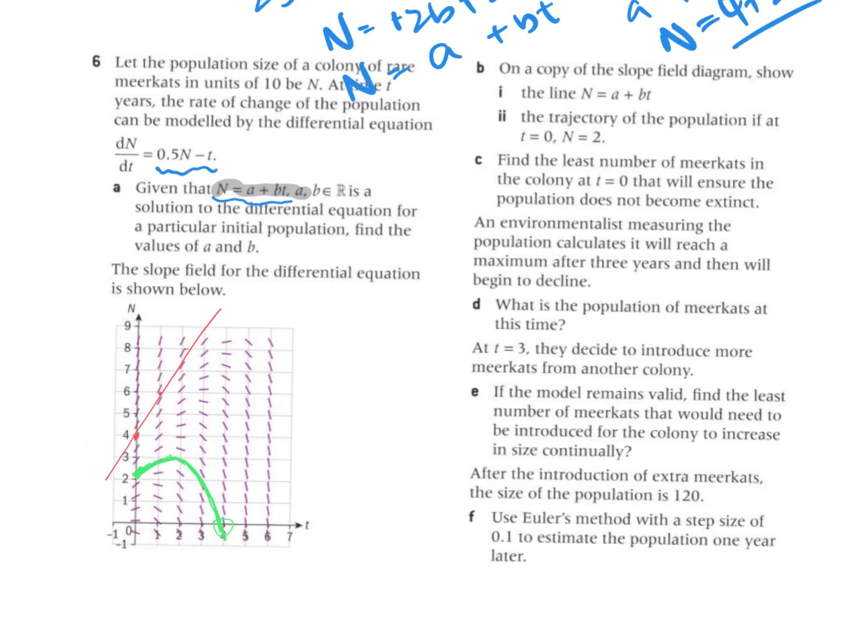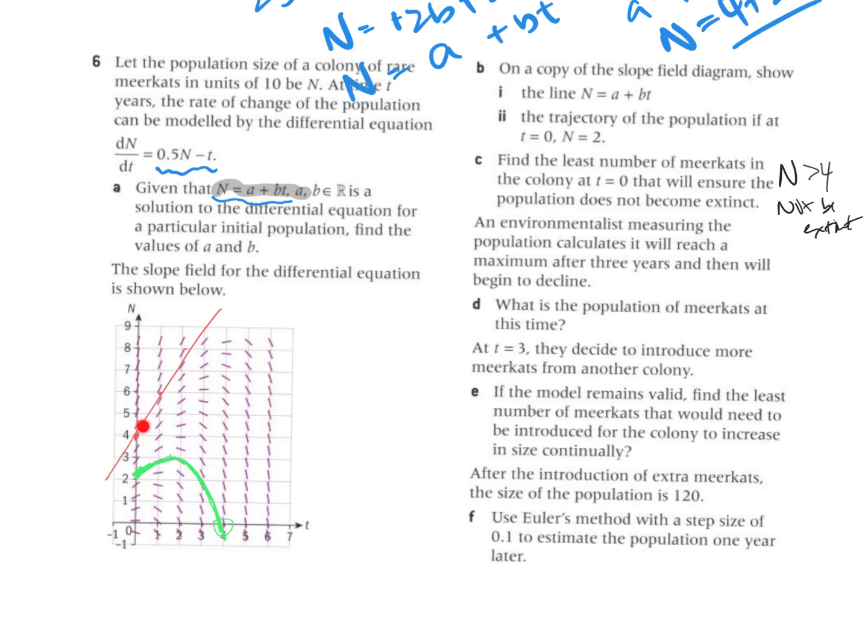So then it says, find the least number of meerkats in the colony at t equals 0, so that will ensure the population does not become extinct. Well, if I look at this slope field here, anywhere down here, the slope curves downwards. And so what I know, anything when this starting value is less than 4, it's always going to become extinct. But on the top side of 4, it will always grow larger. And so I know then if n is bigger than 4, then it will not be extinct.